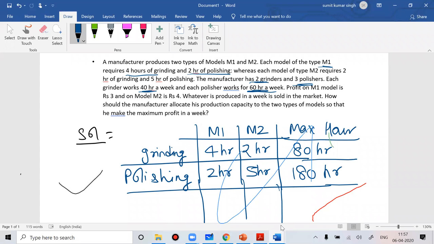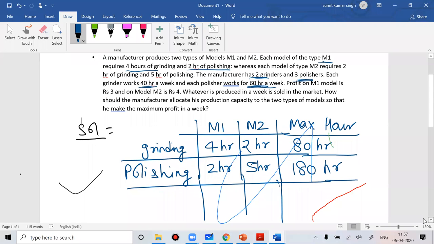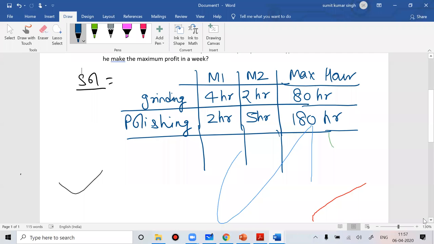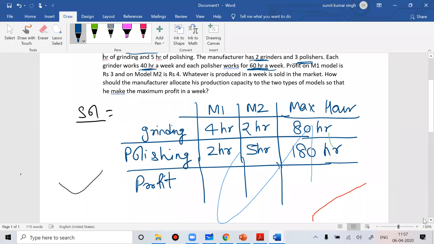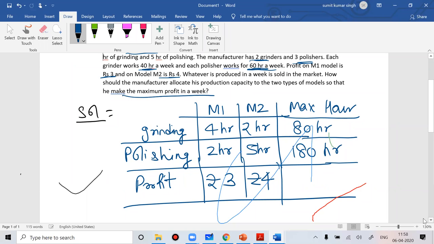Now, when we talk about profit, the profit on M1 is rupees 3, and profit on M2 is rupees 4. Now, whatever is produced is sold in the market. So how should the manufacturer allocate his production capacity so that they make maximum profit in a week? Okay, this is the problem.